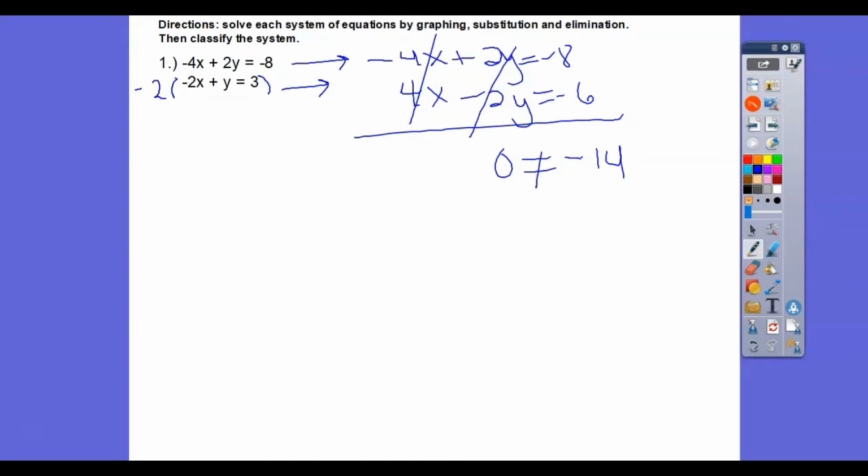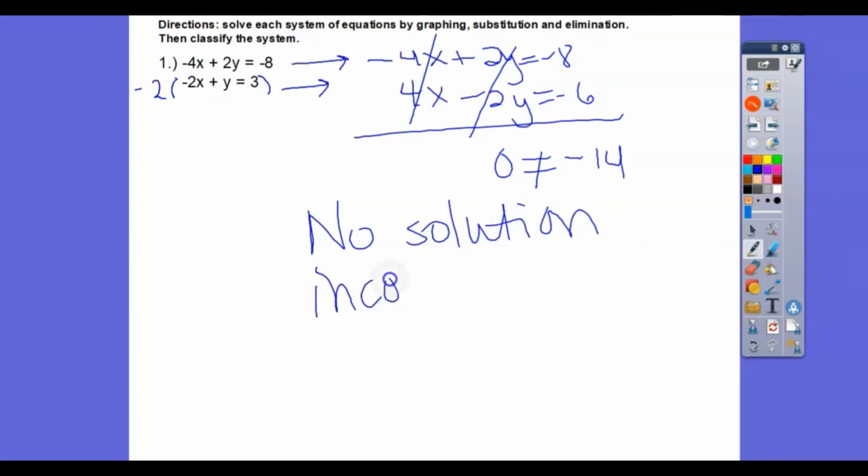Both of my variables have completely canceled. So again, even by elimination, I still get the same answer. There is no solution. This system is inconsistent. So I just showed you the same exact problem, how to do the same exact one, 3 different ways: graphing, substitution, elimination, and we ended up with exactly the same answer.